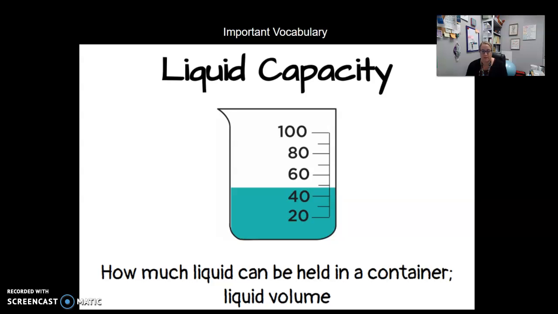At our vocabulary for today. The first word we have is liquid capacity. Capacity or liquid capacity is how much liquid can be held in a container. So if you look at this container, the capacity of this container is how much liquid can be held in it. So how much water or how much liquid can be inside of it.